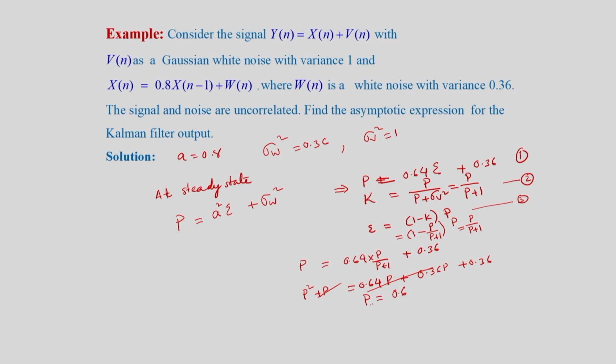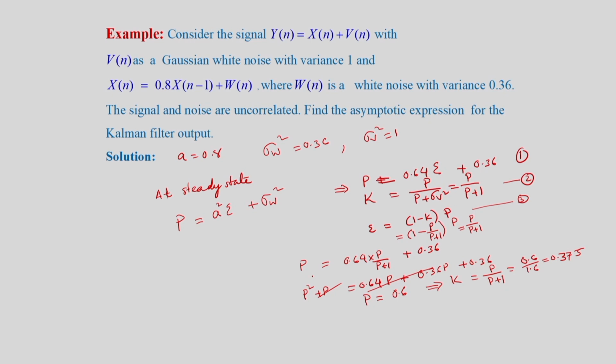And since we have found P, K is equal to P by P plus 1. So this will be 0.6 by 1.6, that is 1 plus 0.6, which is 0.375. So, we have found out the Kalman gain and we have found out the value of P.